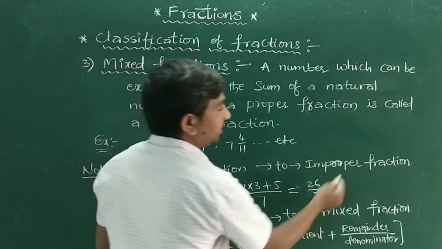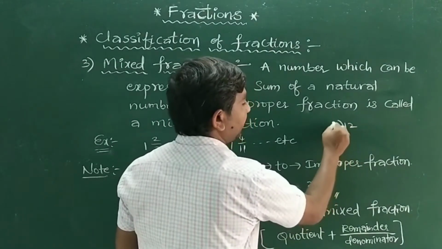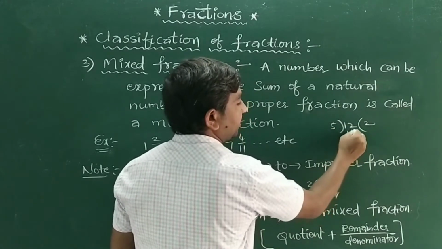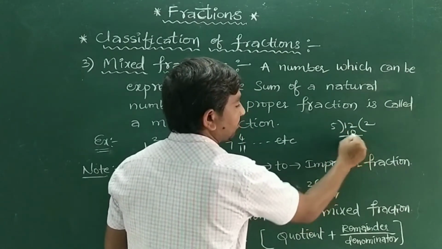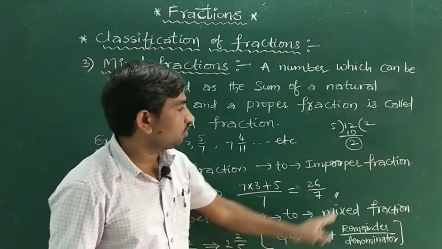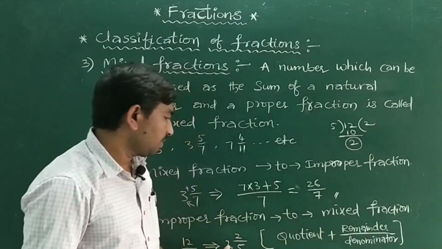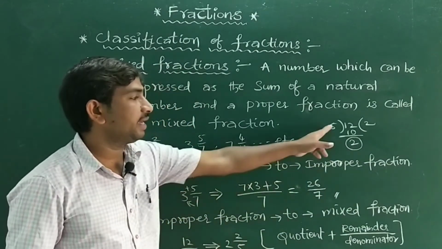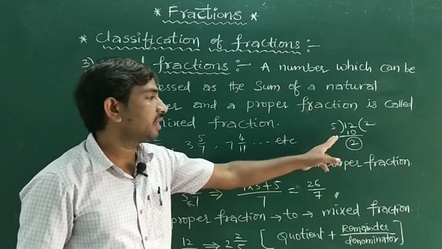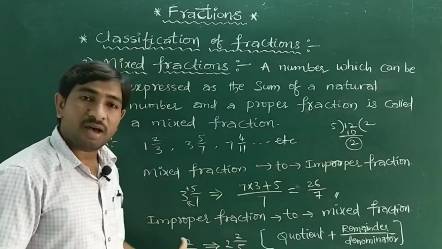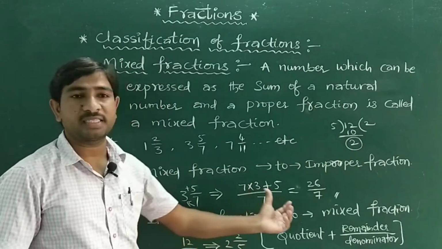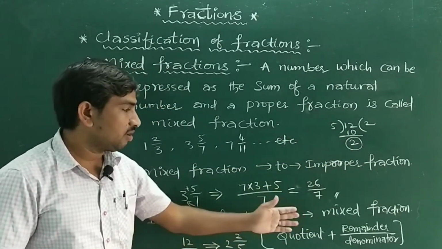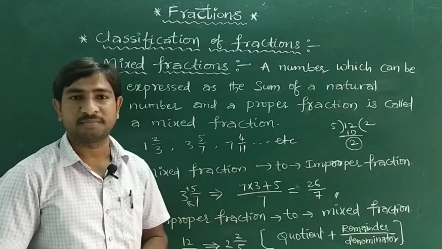Suppose, for example, 12 by 5. So 5 twos are 10. So what is the remainder? 2 here, right? So now what I said: quotient, this is the quotient 2, plus remainder, what is the remainder? 2, plus denominator 5. So here, the divisor, right? So this is the process to convert the improper fraction to mixed fraction, or mixed fraction to improper fraction, right?